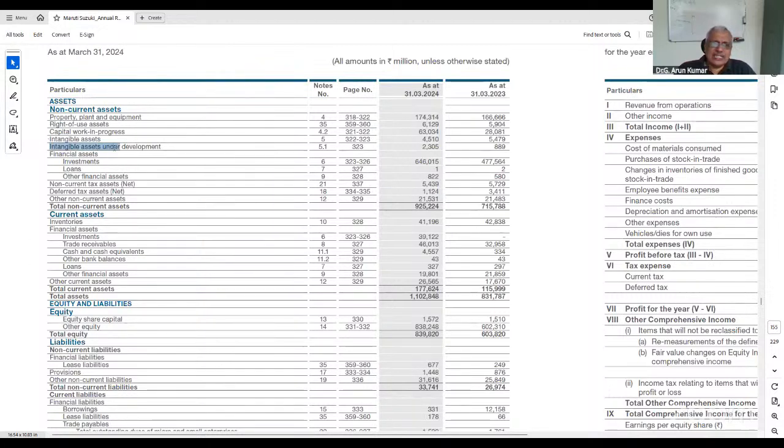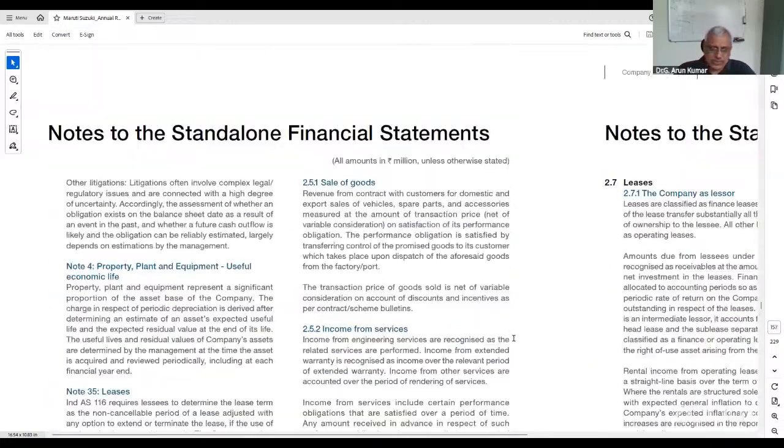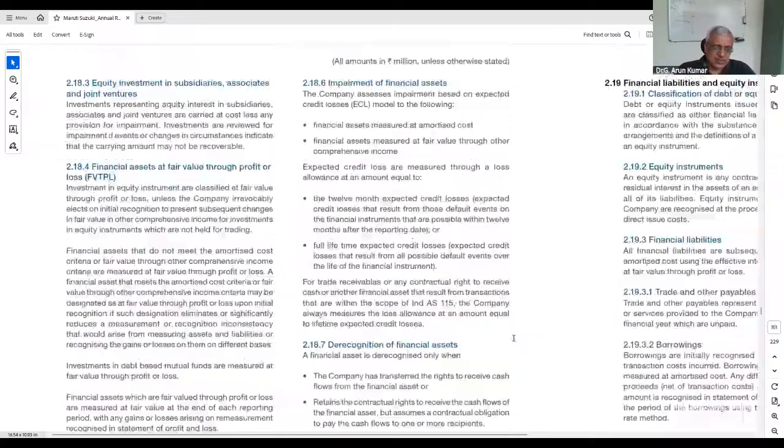Then there are intangible assets. Intangible assets under development, intangible assets. And then there are financial assets. I'm going to go through all these schedules continuously. Intangible assets under development. Financial assets out there, loans and other financial assets. So 5, 6, 7, and 9 out there. Let us go through each of these schedules out here. 322 onwards, let's look at these schedules.